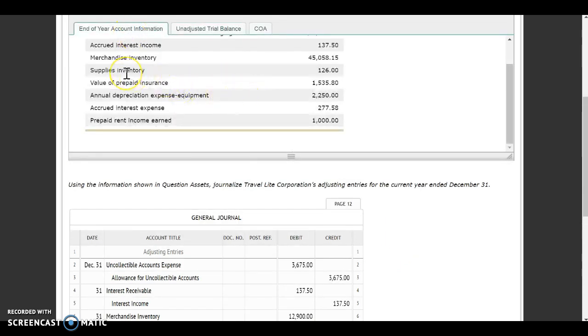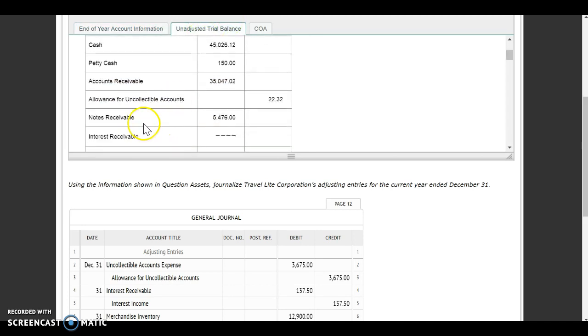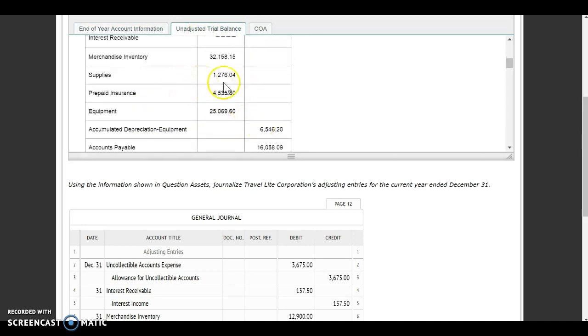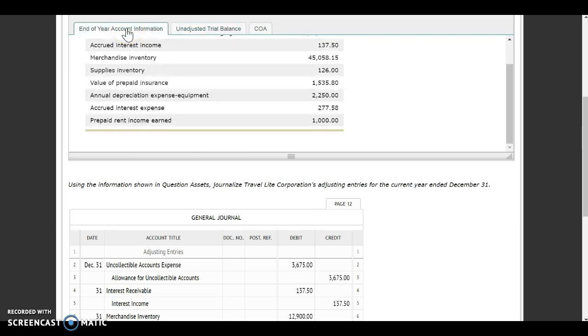Okay, next is my supplies inventory. That's listed as $126. So when I look, I'm going to go to my unadjusted trial balance, and I'm going to look at my supplies. My supplies here are listed as $1,276.04. I'm going to take that number minus what they should be, minus 126. My difference then will be $1,150.04, and that will be my adjustment.